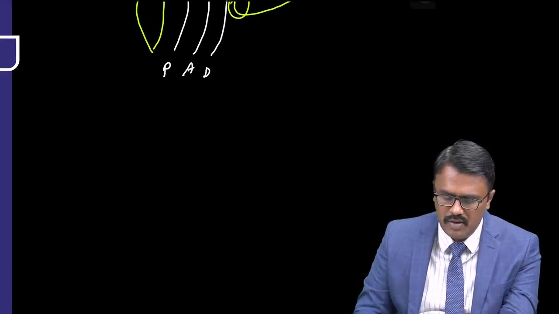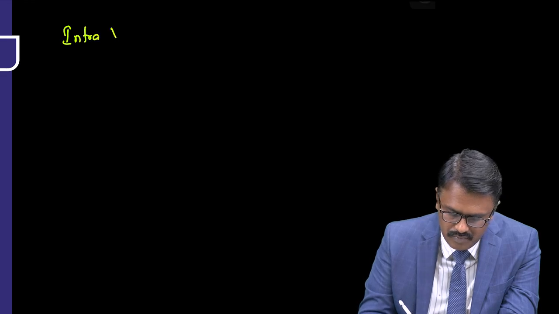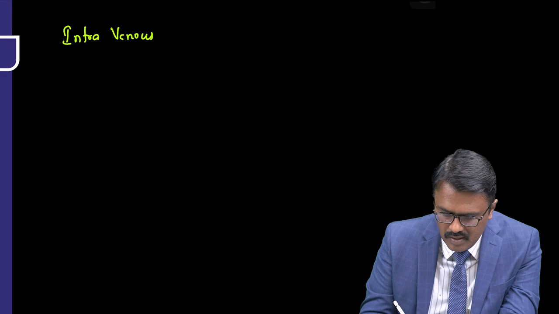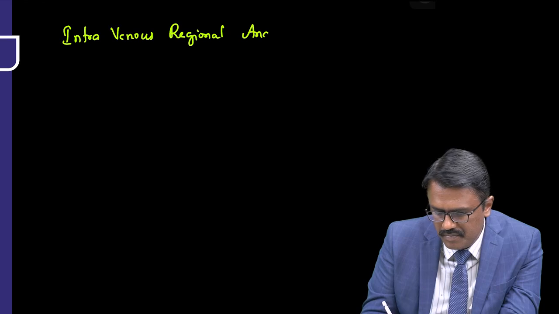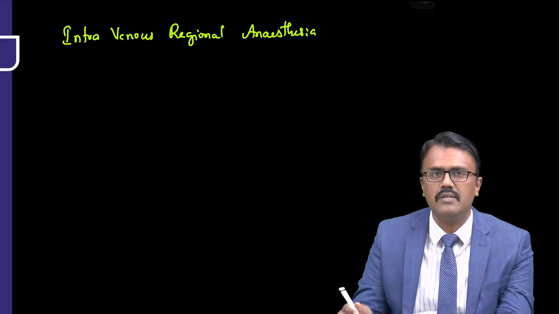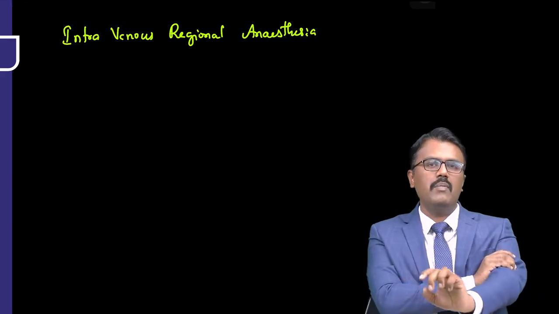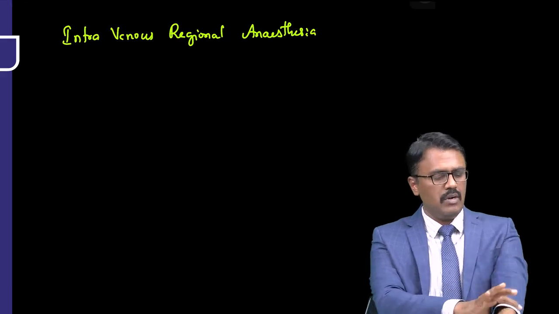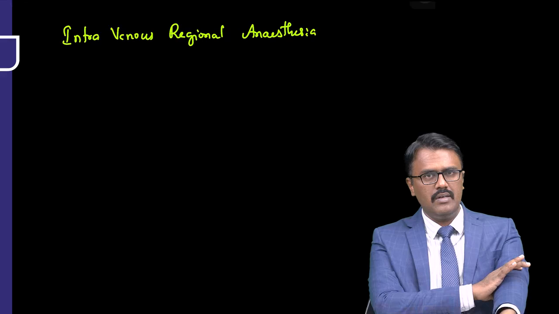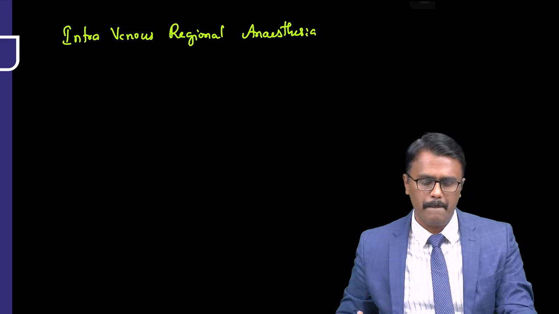So one more that we have is intravenous regional anesthesia. What we do is we tie a BP cuff and we block the blood flow. We give the local anesthesia here and it will work only there. So once the procedure is done, we will release the cuff and the anesthetic effect is gone.